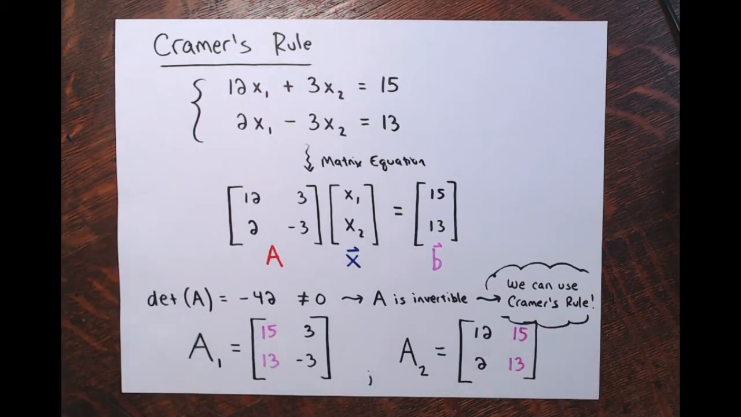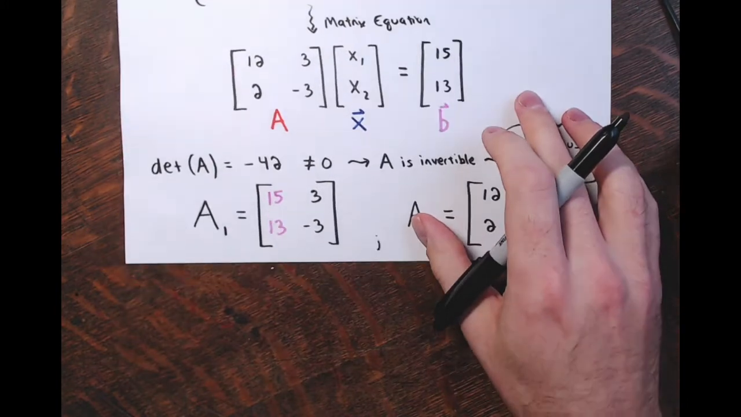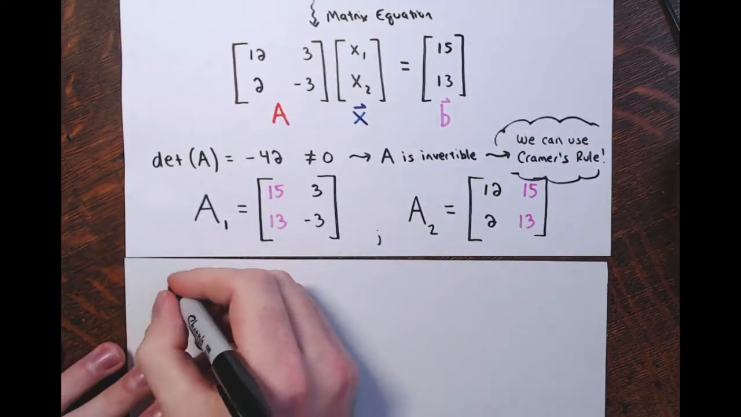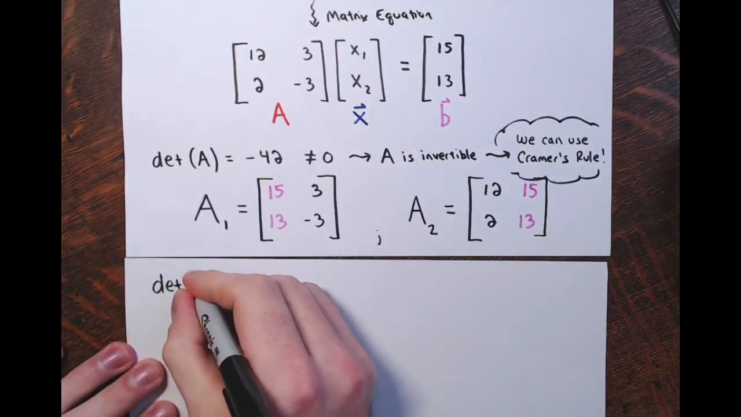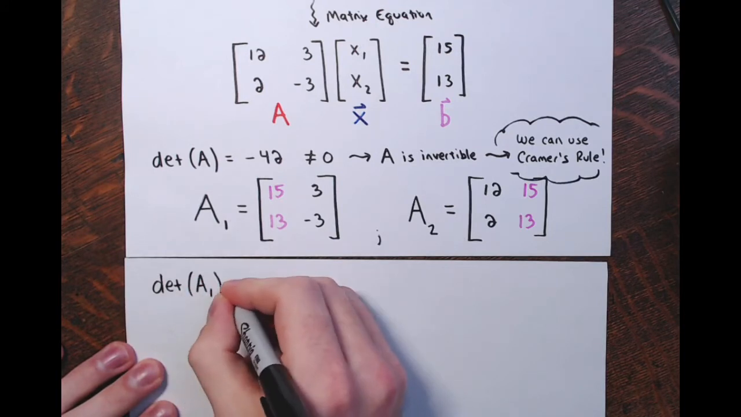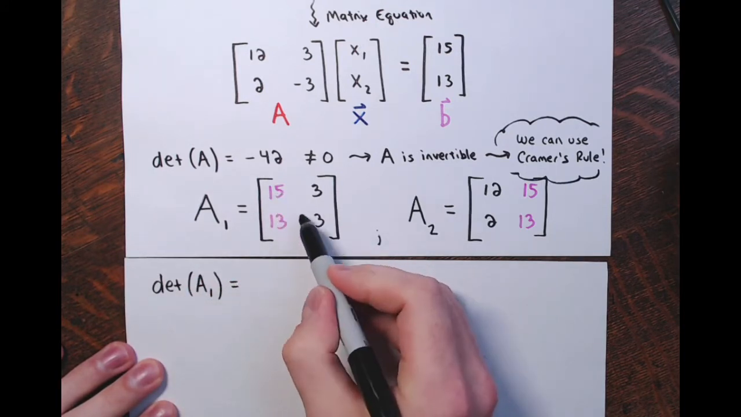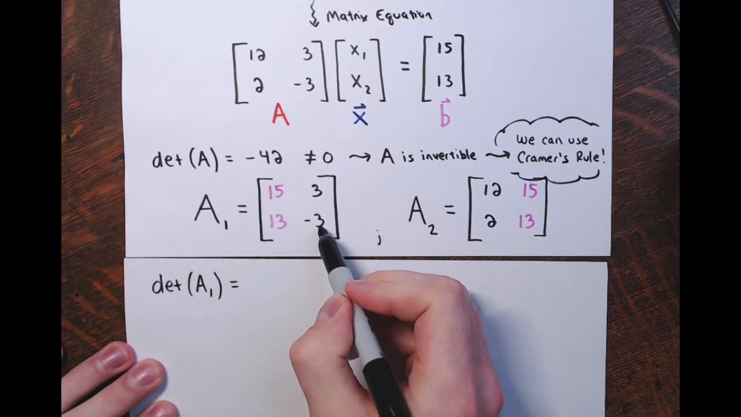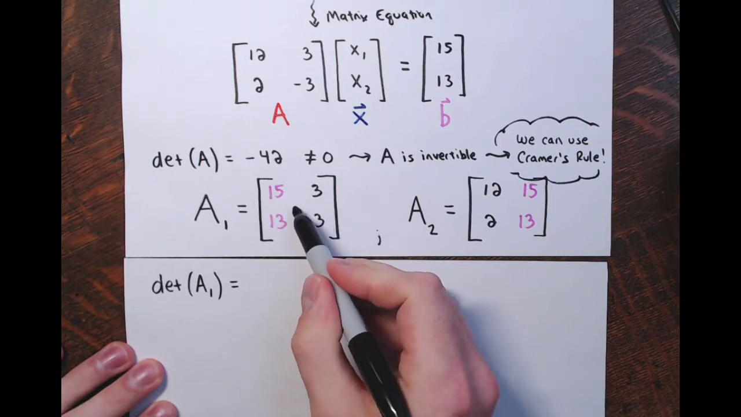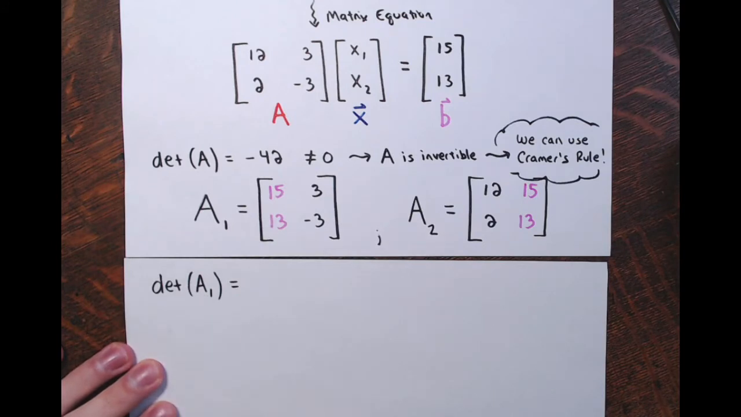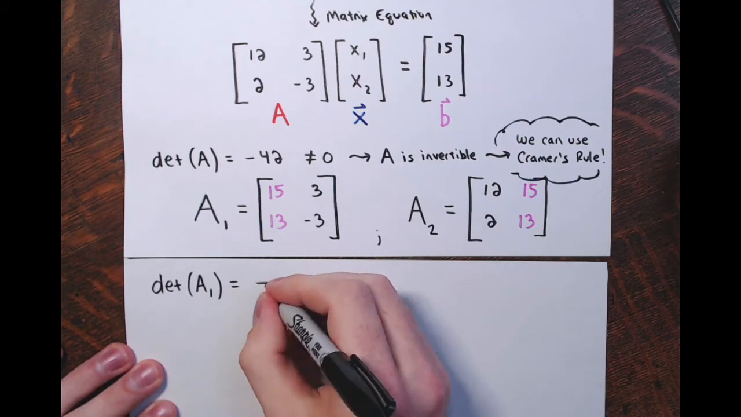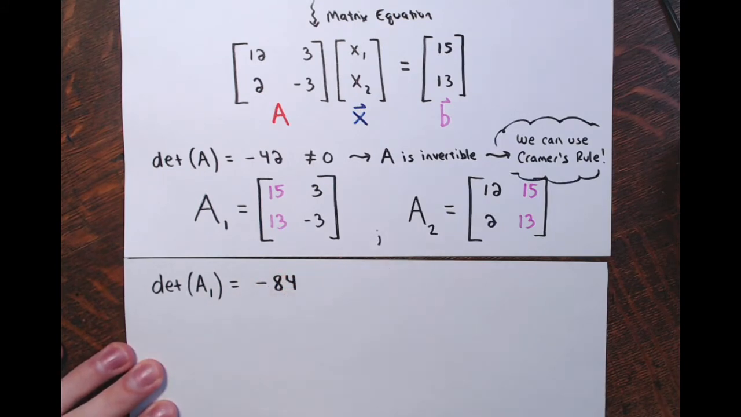All right, so now I find the determinants of these, which again, very simple. These are just 2 by 2 matrices. So what is the determinant of A1? That'd be a negative 45 minus 39. So that's negative 45 minus 39. That'd be negative 84. That's the determinant of A1.